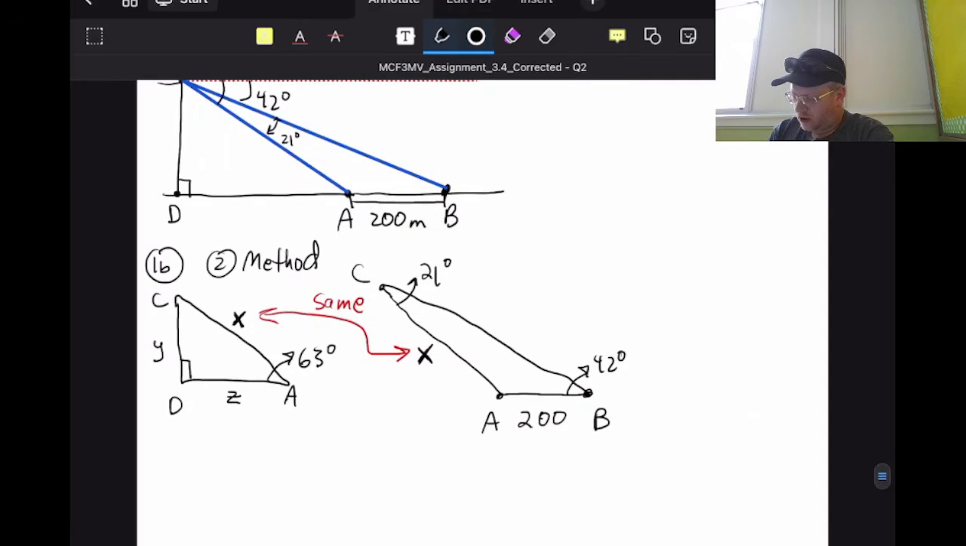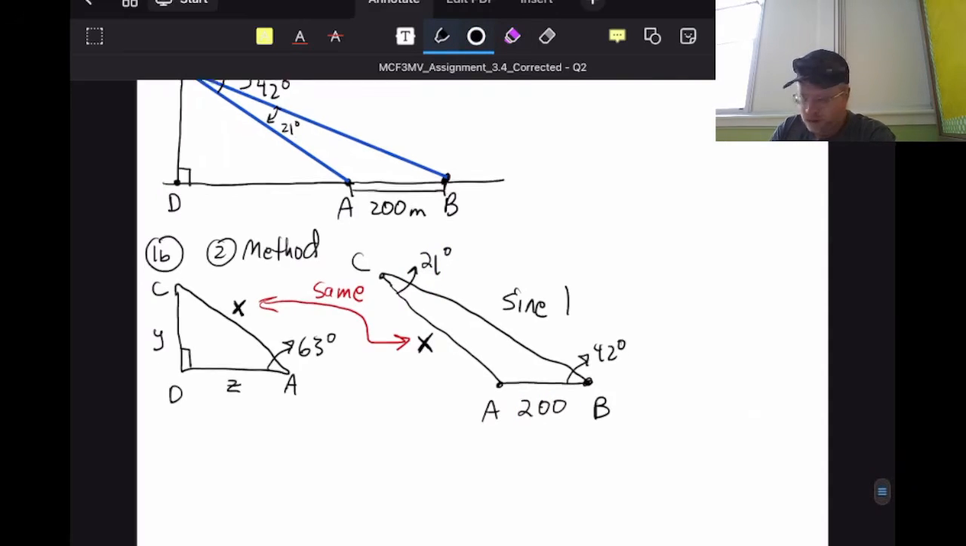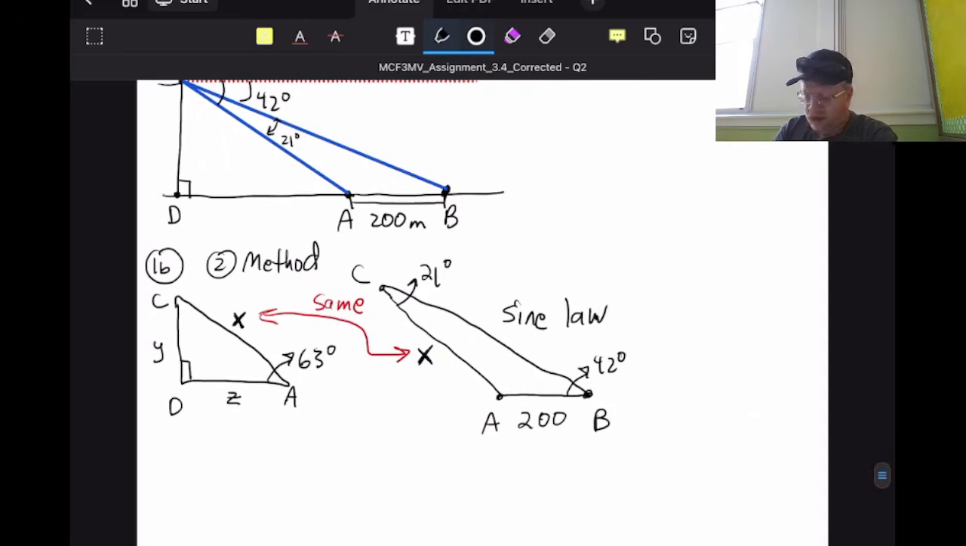So first of all, let's look at our non-right triangle. We know angle C, and we know side C across from it. That means I have a pair of information. Anytime I have a pair, I can use sine law. So this is going to be a sine law problem.